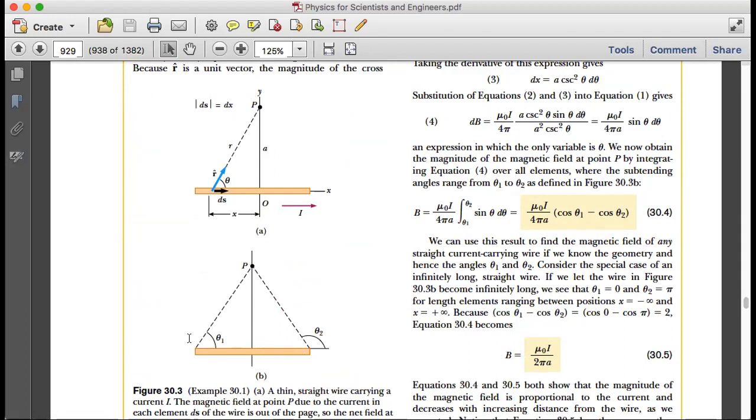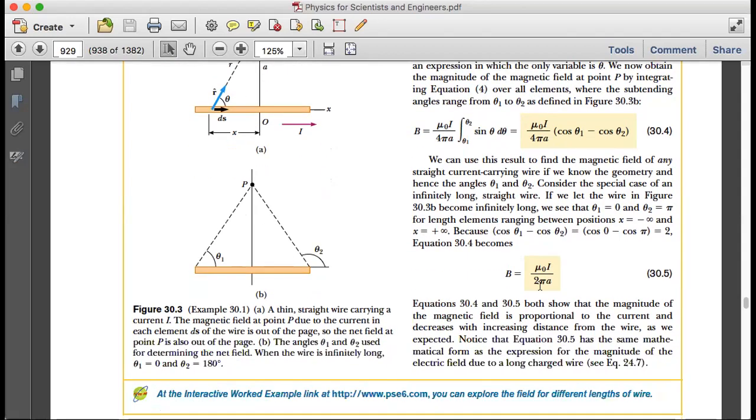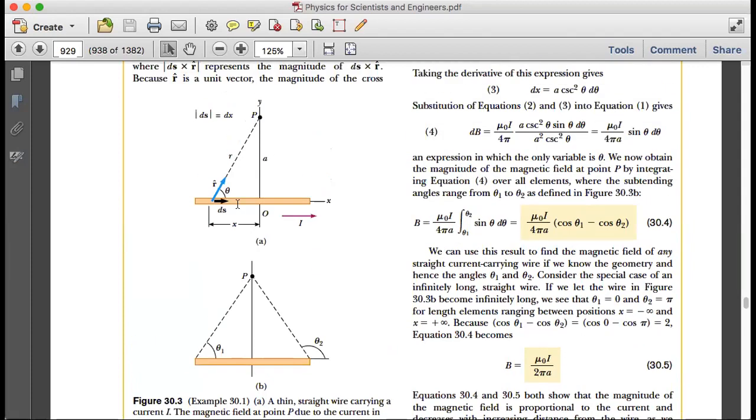Biasanya kalau misalkan dia pas di tengah-tengah, berapa theta 1? Itu bergantung pada panjang kawatnya dan juga jaraknya. Secara umum, kalau kawatnya sangat panjang, artinya A di sini lebih kecil dibandingkan dengan panjang kawat, maka didapatkan seperti ini. Atau dengan kata lain, kita punya kawat yang sangat panjang.